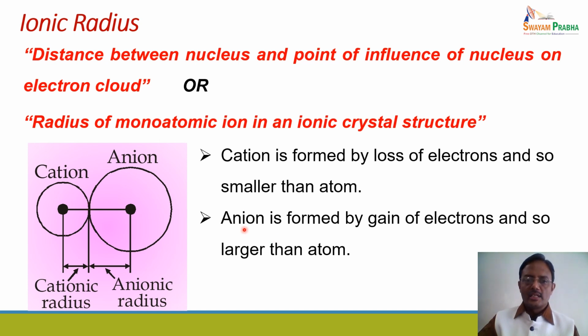In exactly the opposite manner, an anion is formed by gain of electrons, and so it is larger than the atom, because one extra electron is added and the nucleus has the same charge as that of the atom. As a result, the force of attraction experienced per electron decreases, hence the anion is larger in size as compared to the native atom.